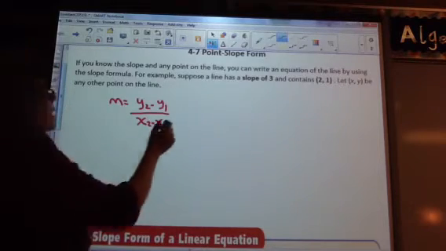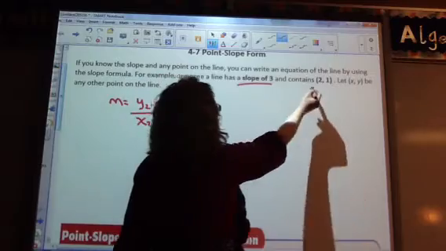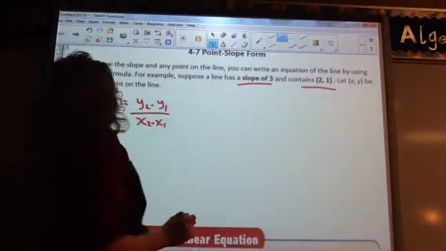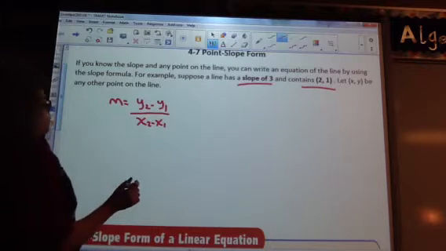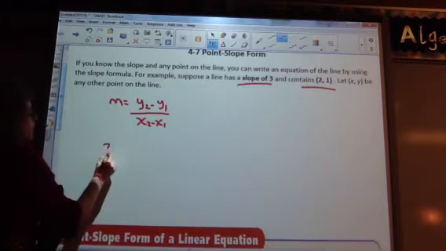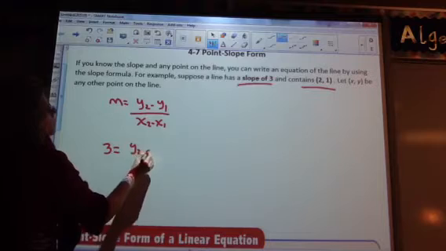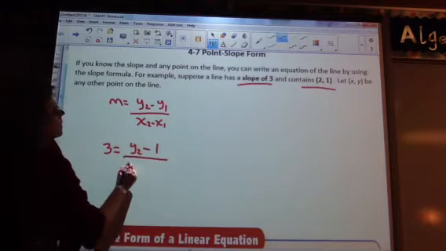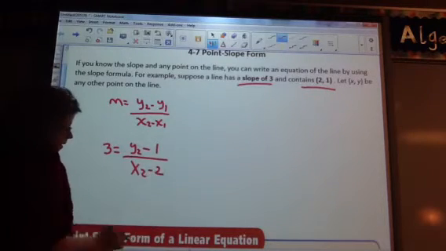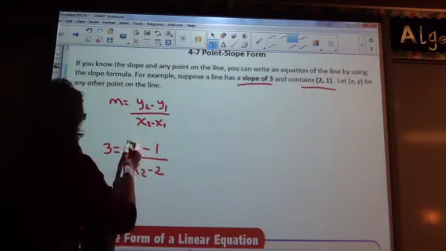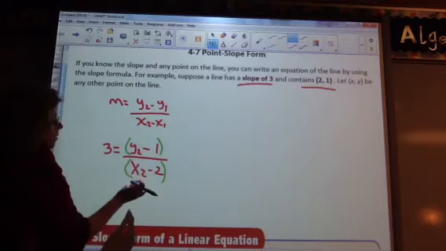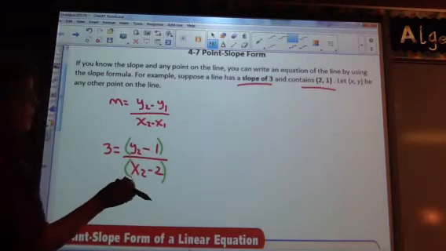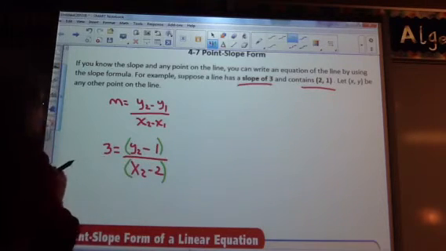Okay, so suppose we have a slope of 3 and we're given this point. Let x and y be the other point on the line, and let's see what happens here. So let's substitute in. So m is going to be 3, y is going to be 1, and x is going to be 2. Now, this represents one number. Our denominator represents one number, so let's put that in parentheses. And our numerator represents one number, okay?